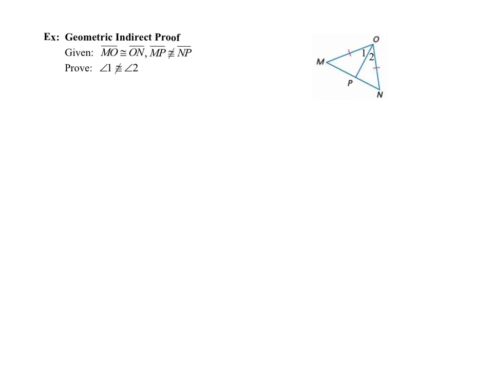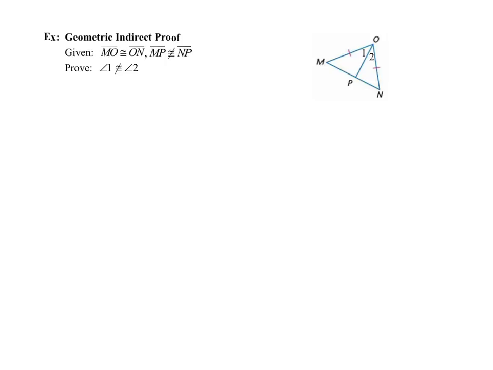Okay, I want you to see one more example where in this case it's going to take us a little more work, a few extra steps to actually reach our contradiction. In this example, we're given that MO is congruent to ON and that MP is not congruent to NP. And then we're going to prove that angle 1 is not congruent to angle 2. Now remember, if you flip your paper back over and look at those steps, we only need to reach a contradiction of part of the hypothesis, and that's what's going to happen in this case.